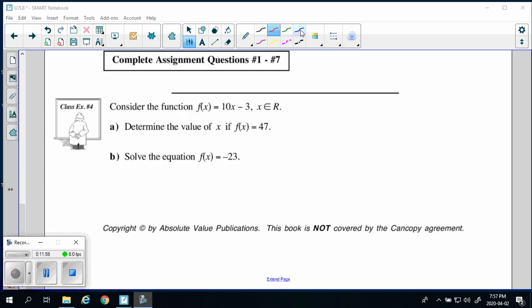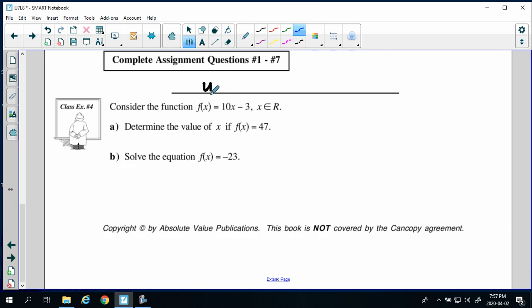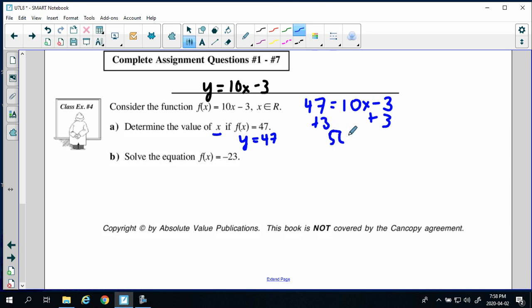So example 4 is when we're asked to work backwards. And again, keep in mind that this is another way of just writing it like this. So this expression is really the same thing as this, just written in a different way. And they're asking us to work backwards and determine the value of x, or the input, if f of x is equal to 47. So what they're just saying is that y is equal to 47. Can you figure out x? Sure. So this is 47 is equal to 10x minus 3. And we just have to solve. So 50 is equal to 10x, and x is equal to 5.